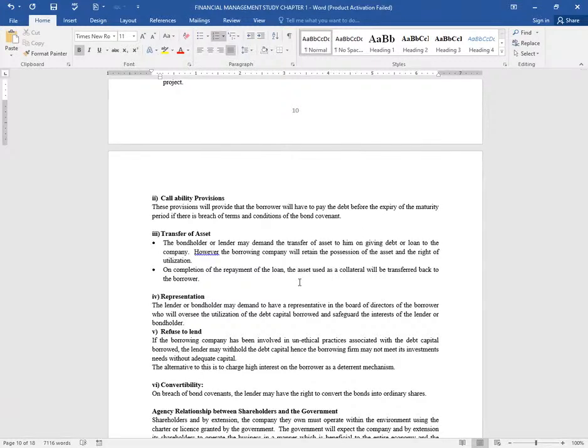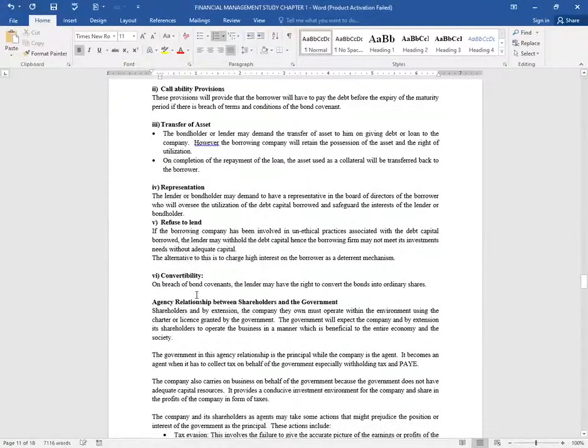Also, to be able to win the hearts of these people, we have this concept of convertibility. Under convertibility, should the bondholders see a problem, and perhaps at the moment you are not that liquid to refund their money, they can change their debt for equity. They can tell you, instead of giving us back our debt money, please give us your shares. Like now what is happening at Kenya Airways. Now, ladies and gentlemen, please let us look at this other agency relationship between shareholders and who? The government.